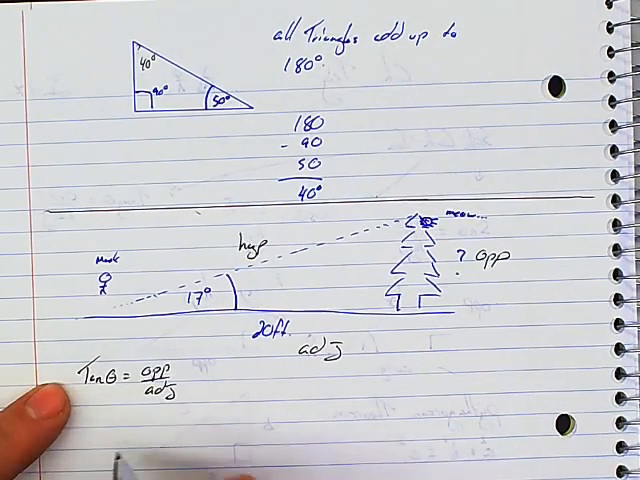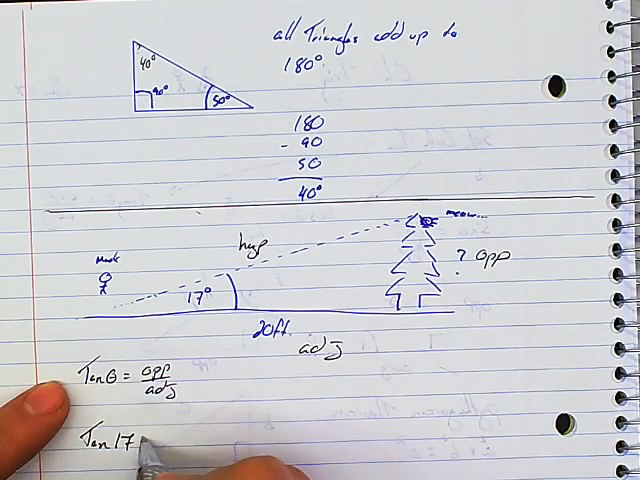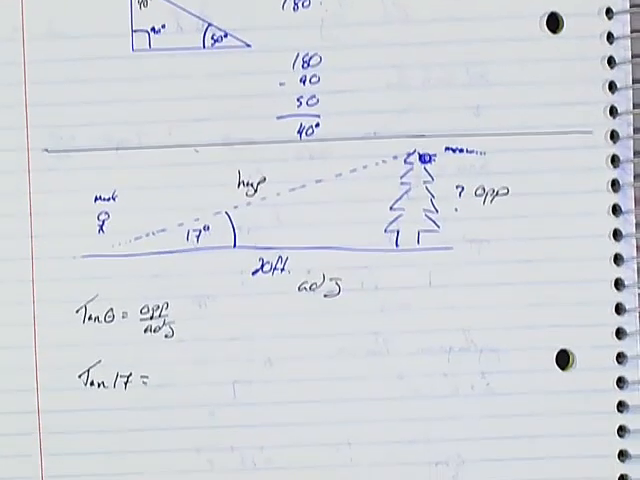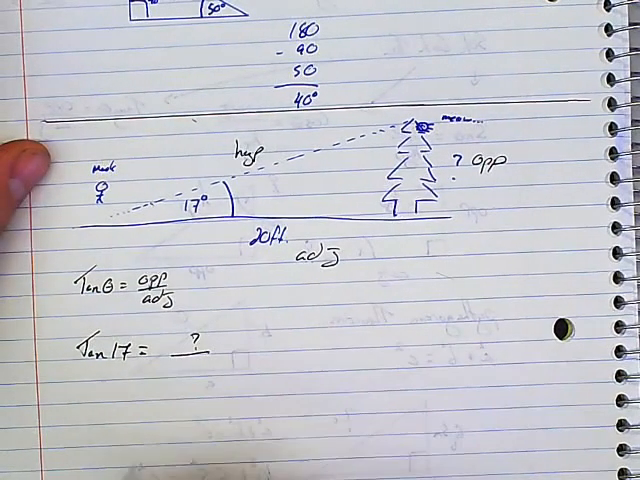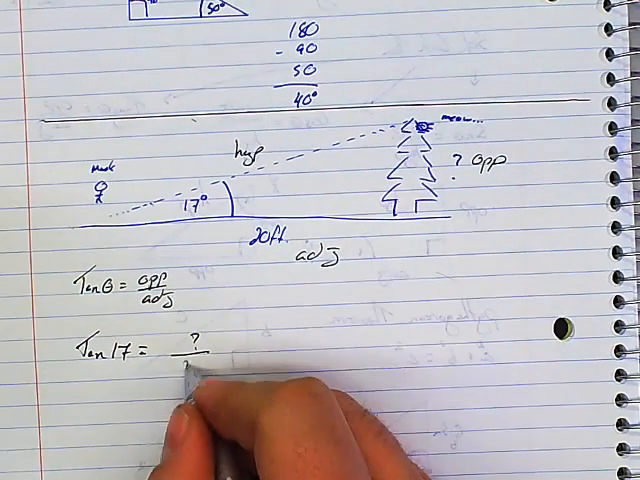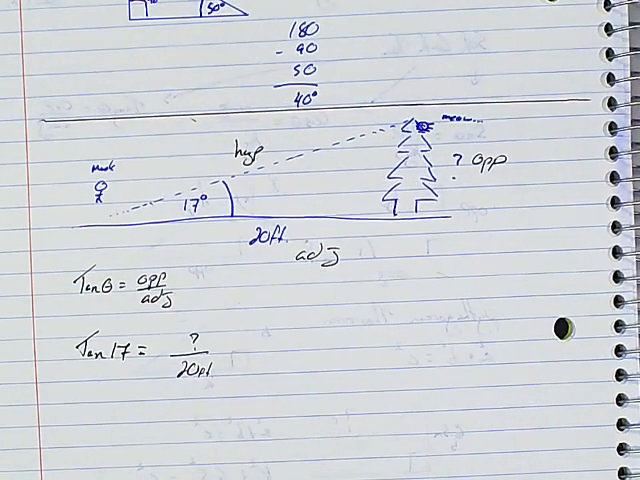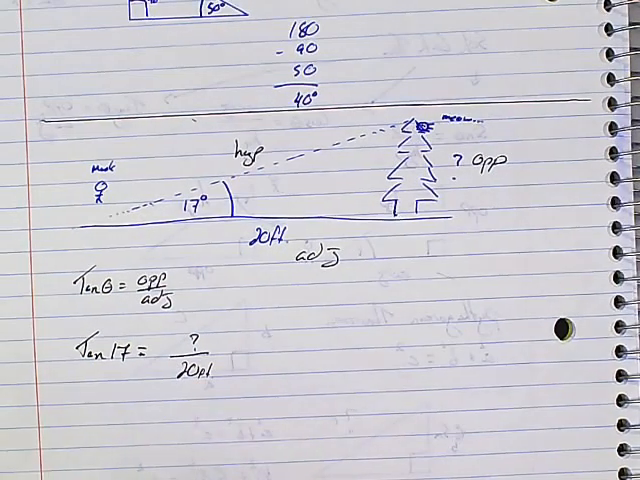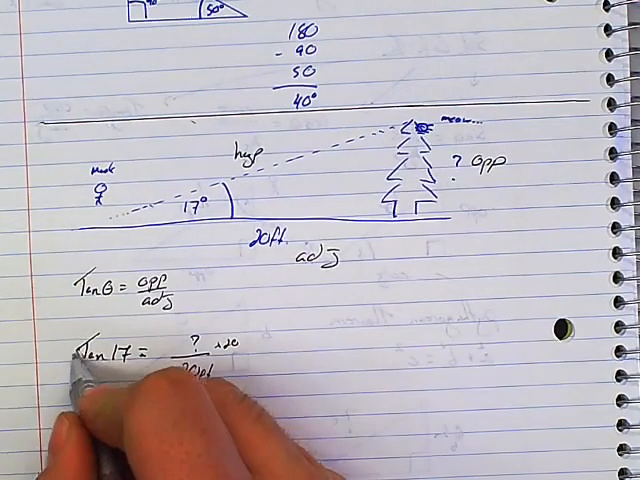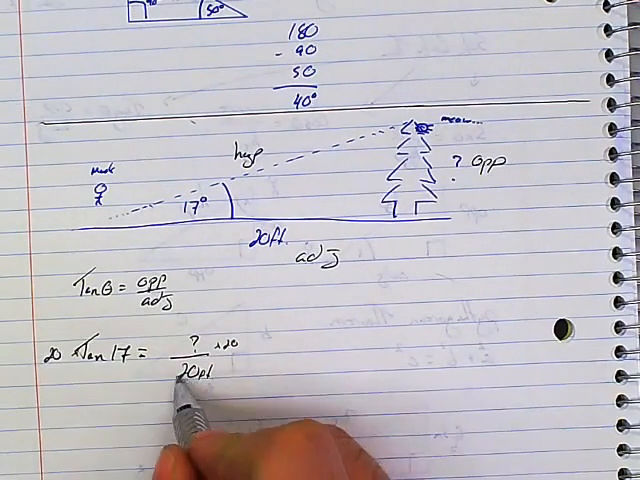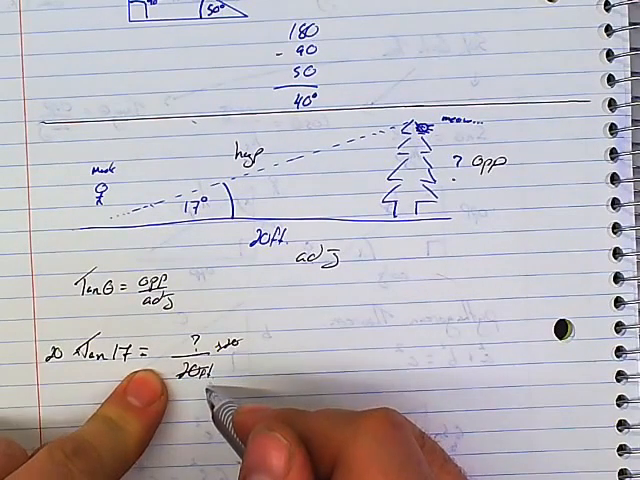Always start by writing out your formula. Then we fill it in. Tan of our angle, which is 17. So tan 17 equals our opposite length, which we do not know, over top of our adjacent, which is 20 feet. Now you need to rearrange your formula to get your unknown by itself. In this case, we simply times both sides by 20, and these two will cancel out.